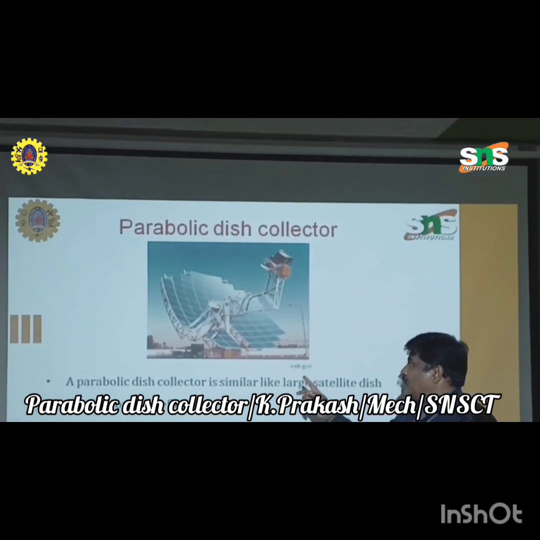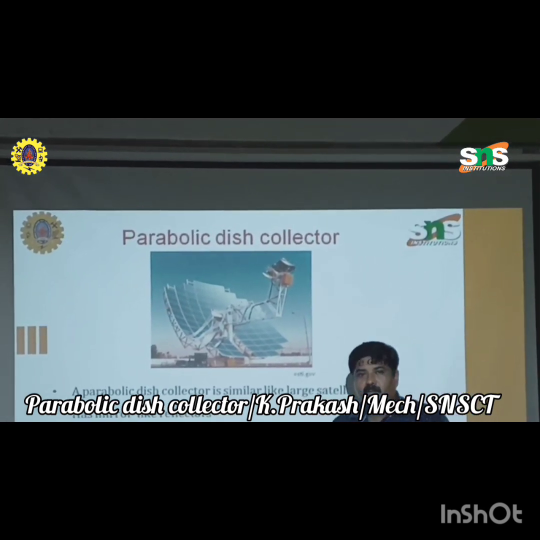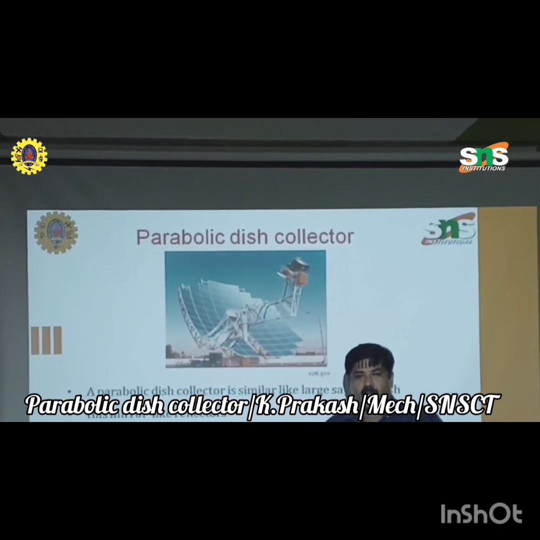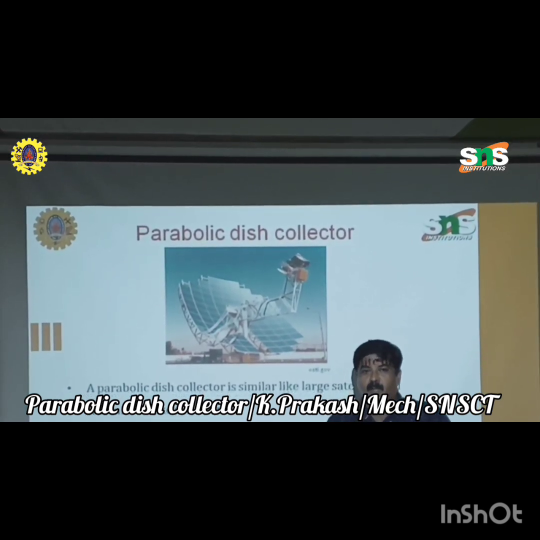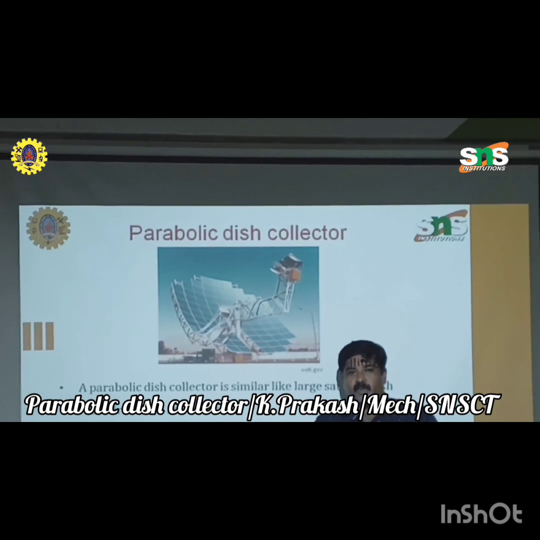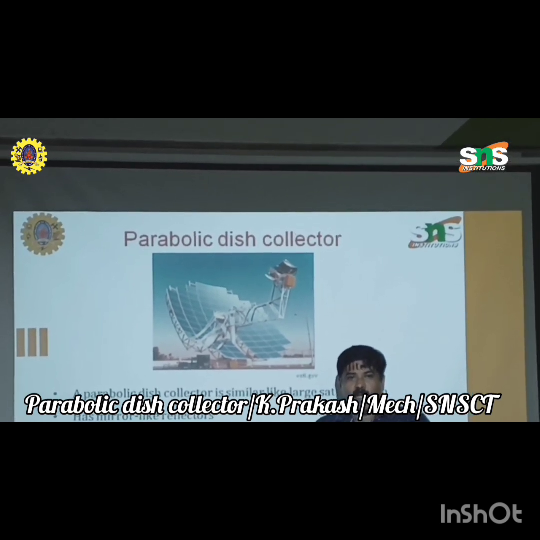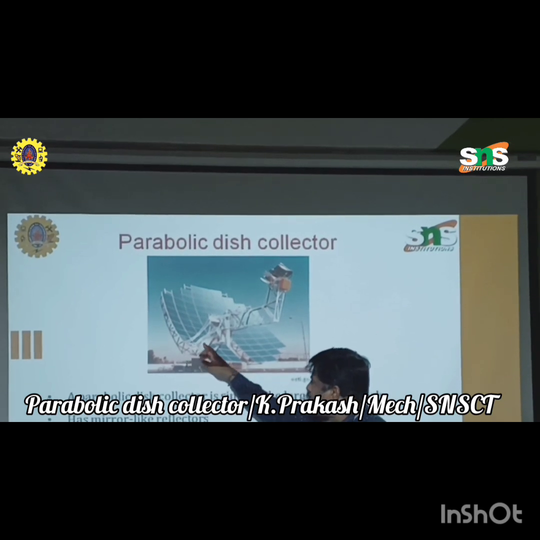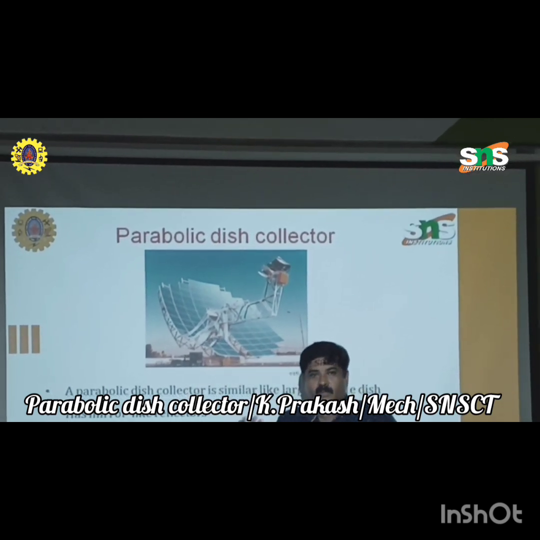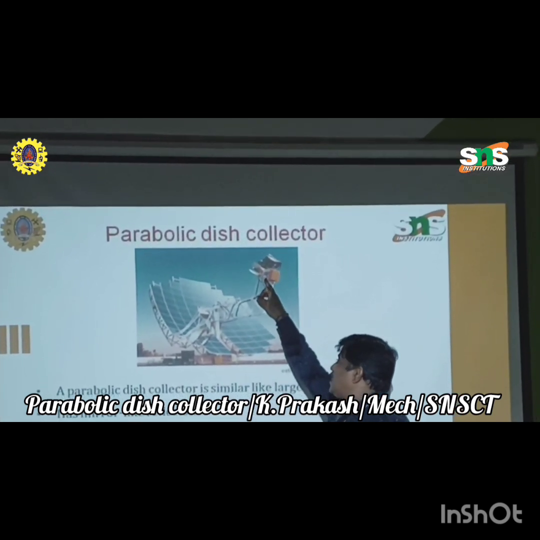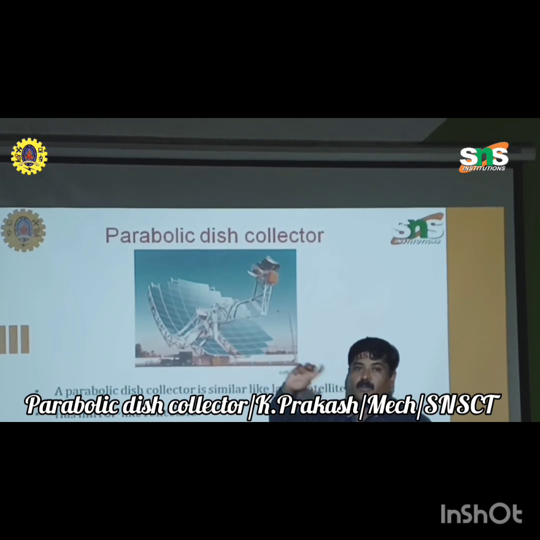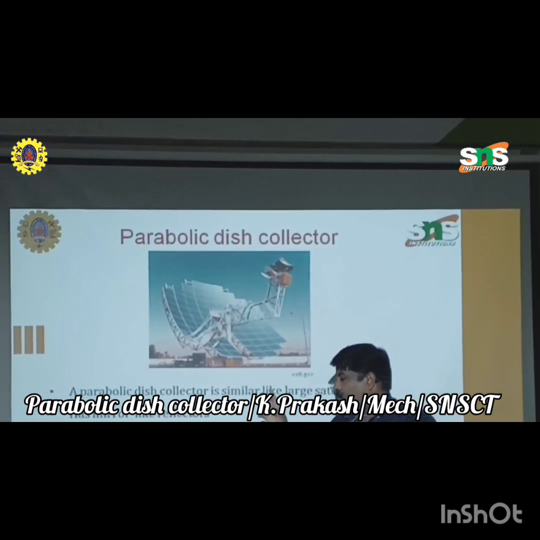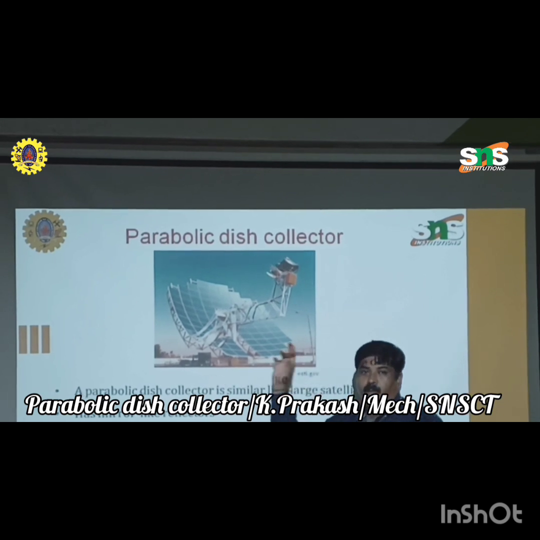Now, what is another important thing compared to the parabolic trough system? In the trough system, only the reflecting surface moves, with the help of a tracking mechanism. Here, the parabolic dish can be moved, and the receiver area can also be moved. This is the advantage. The trough has a single axis operating mechanism, whereas here there is a dual axis operating mechanism.